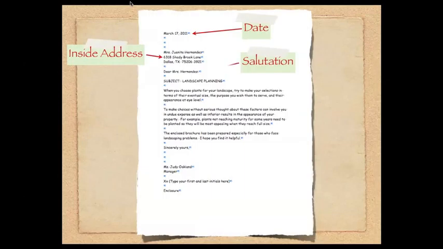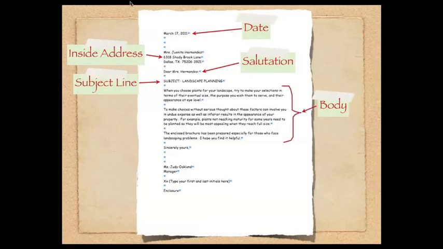So here's an example of a letter. Can you name each of the parts of this letter starting from the top? At the very top, what would it be called? Hopefully you know this. You should know that this is the date. Then we have the inside address, followed by the salutation. This is the subject line.